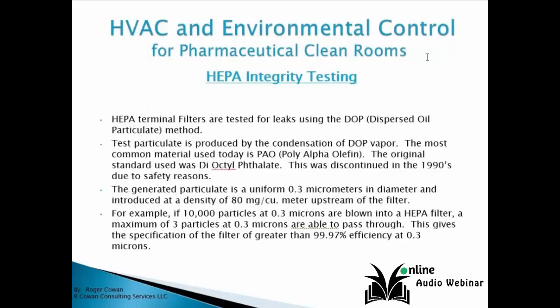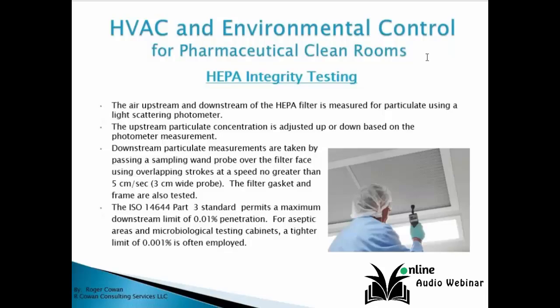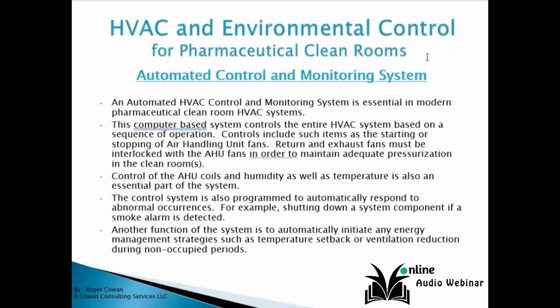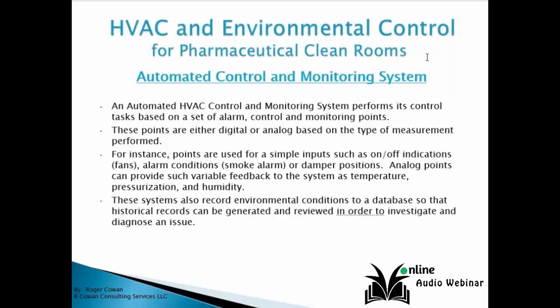The subject of HEPA integrity testing, another word for this, of course, is leak testing. HEPA terminal filters are tested for leaks using the DOP, or dispersed oil particulate method. Now, to perform this leak testing or integrity testing, the air upstream or downstream of the HEPA filter is measured for particulate using what's called a light scattering photometer. It's essential to have an automated control and monitoring system. Now, this system performs its control tasks based on a set of alarm control and monitoring points.